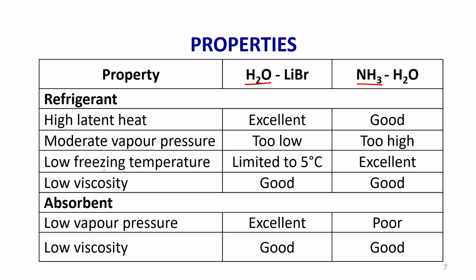Then viscosity, both should have low viscosity. Then when it comes to absorbent, again the vapor pressure, here the absorbent is lithium bromide in case of water lithium bromide system. So, it is called excellent vapor pressure, and in case of ammonia water system, already the water vapor pressure is too low or poor. Viscosity, of course, both have the viscosity which is required.